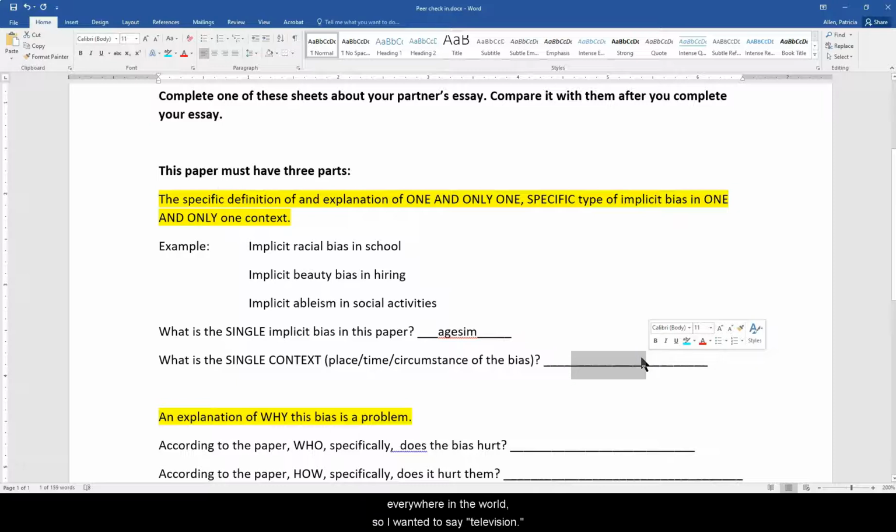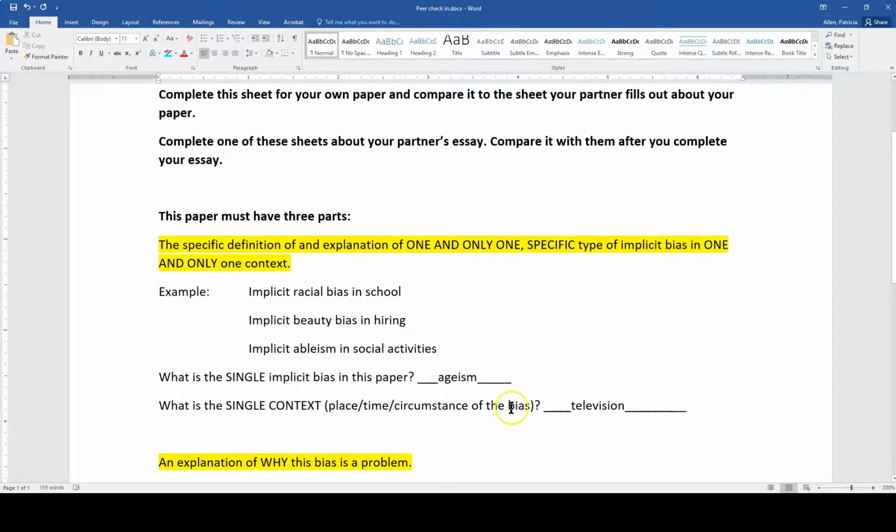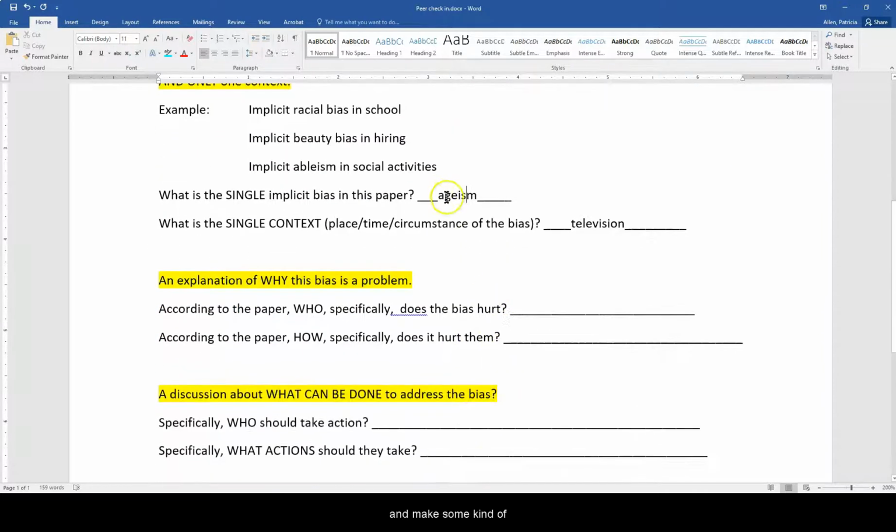Ageism is everywhere in the world. So I wanted to say television. I'm going to talk about ageism on television. And that is part of the work in academic writing, is focusing your paper enough that you can talk specifically and make some kind of a claim that you can support within an essay. So who does it hurt? Senior citizens.